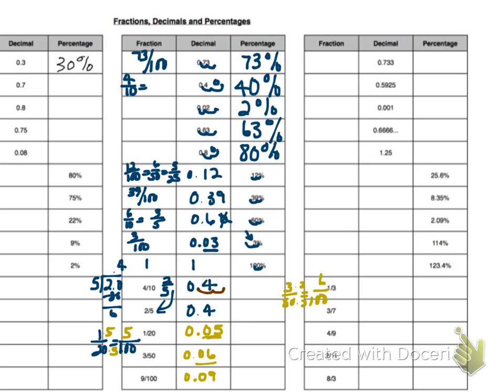All right, so I'm going to change my color and turn these into percents. 40%. 5%. 6%. 9%. Pretty good, huh? All right, I'm going to do the last column in the next video.